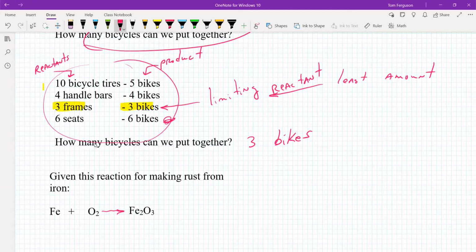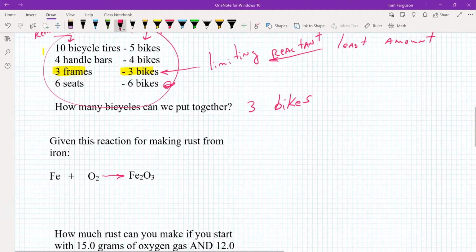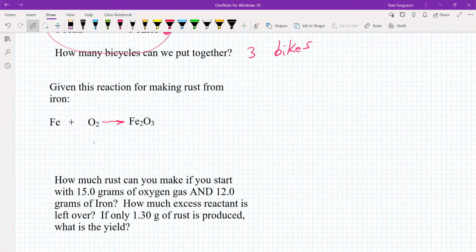Okay, so let's look at a reaction. If we have a piece of iron and it's exposed to oxygen gas, we are going to produce ferric oxide, which is also known as rust. So the question is, how much rust can we make? We start with 15 grams of oxygen gas and 12 grams of iron. And then how much excess reactant is left over? And if only 1.3 grams of rust is produced, what's the yield of the reaction?